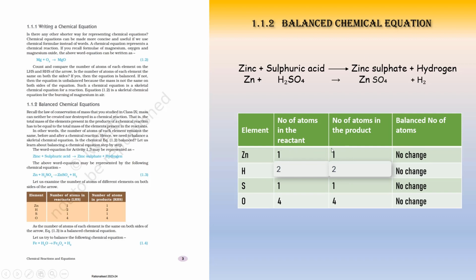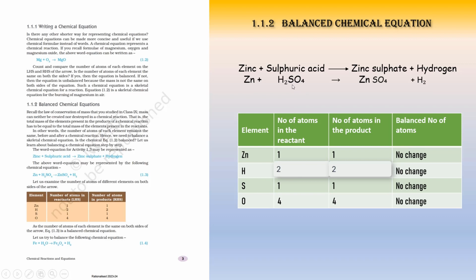Also in the product it is 1. Here you can see it is 1. In case of hydrogen, there are two atoms here, and in this case, there are two atoms on the right. It is in the products. Therefore, it is balanced. Now let's check sulfur.